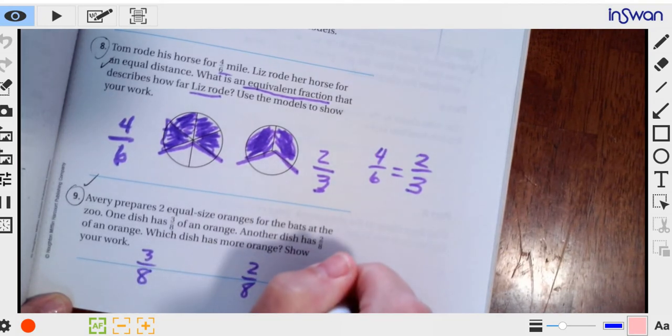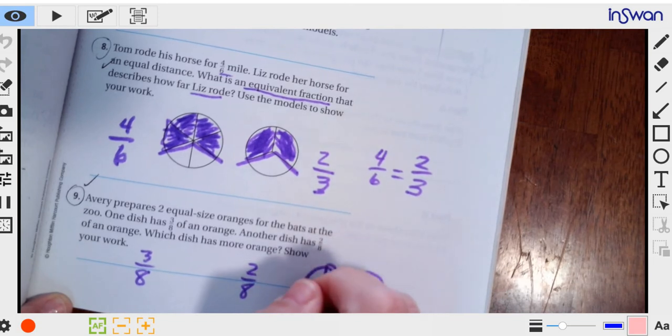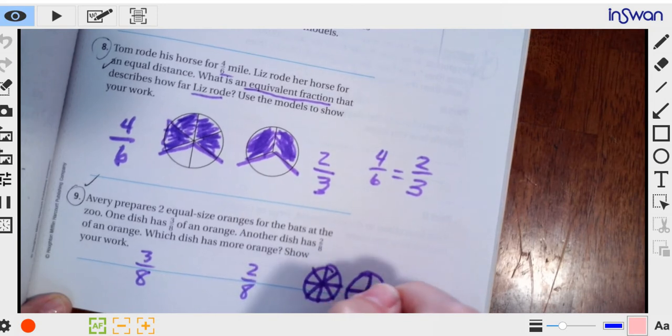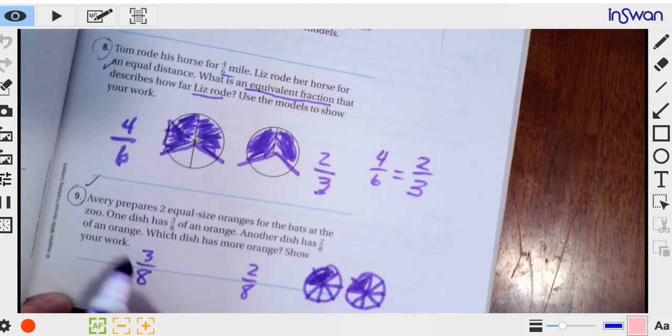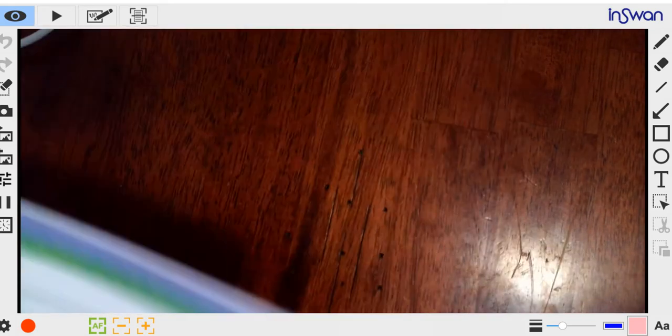So if I have an orange, I have 2 oranges, right? And I break them up into 8s. In Mrs. Keith's world, these are all equal. Okay? And I shade 3 of those, 1, 2, 3. It's going to be more than if I just shade 2 of them. Okay, so which dish has more orange? 3/8 orange. Okay? All right. Moving on up. Number 10.